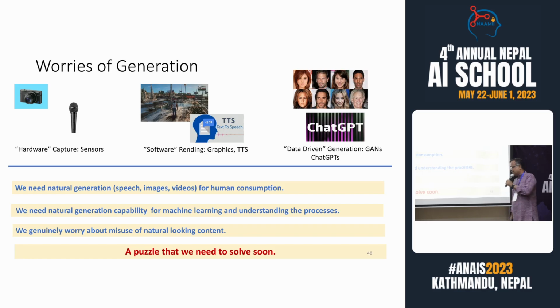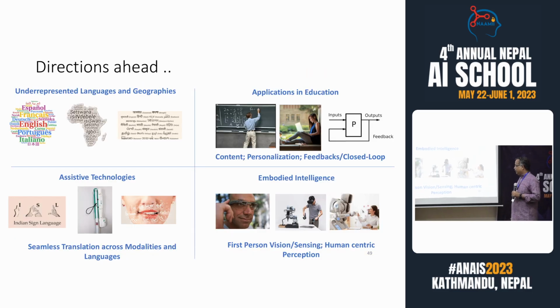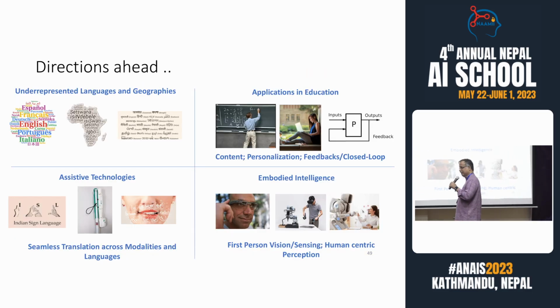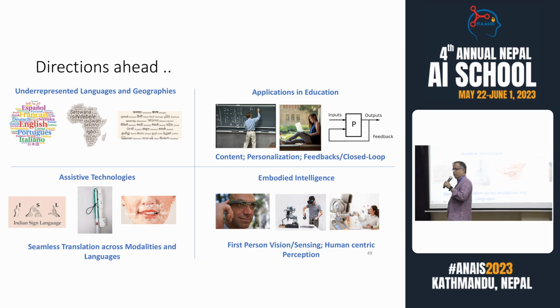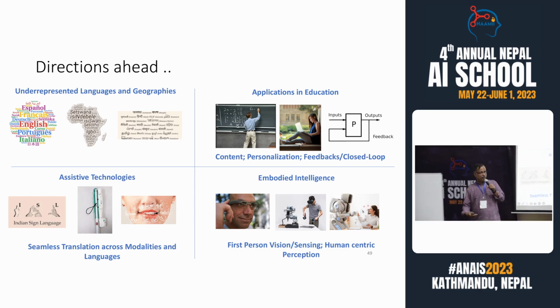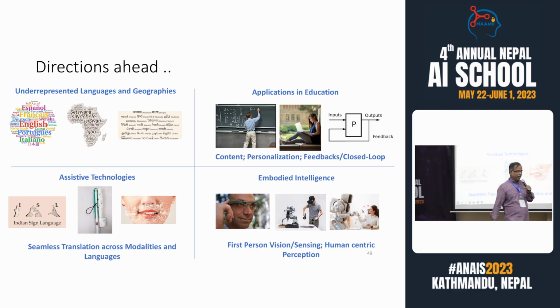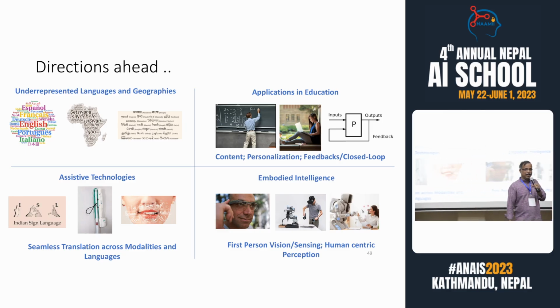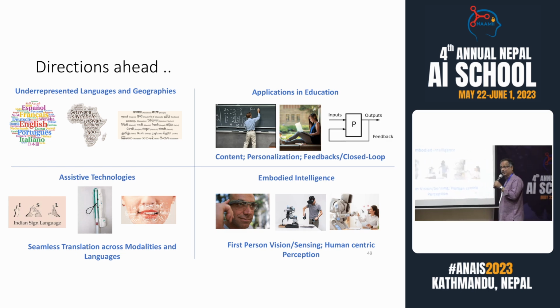Okay, we need natural generation for human consumption. We need natural generation capability for machine learning and understanding of the process. We genuinely worry about this. It's a puzzle that we need to solve. A lot of interesting research directions. So I always believe these are areas where plenty of open problems tell us that, okay, look, we are guaranteed our living until we retire. So I have enough problems to solve until I retire. And all these problems are never going to get solved, isn't it?